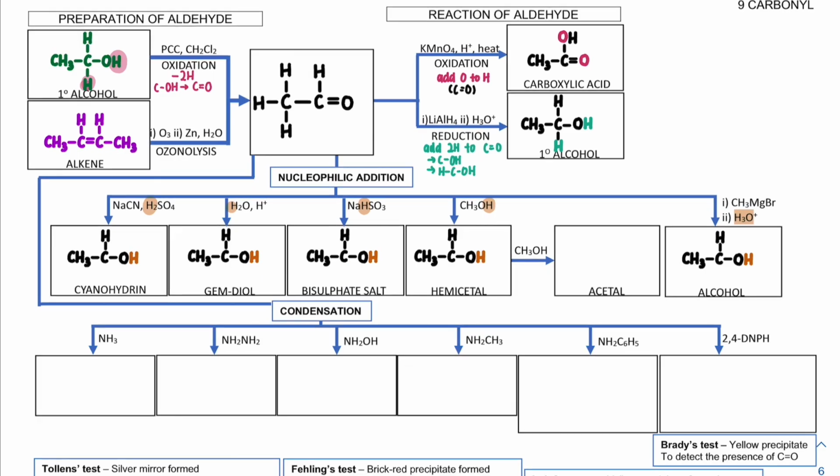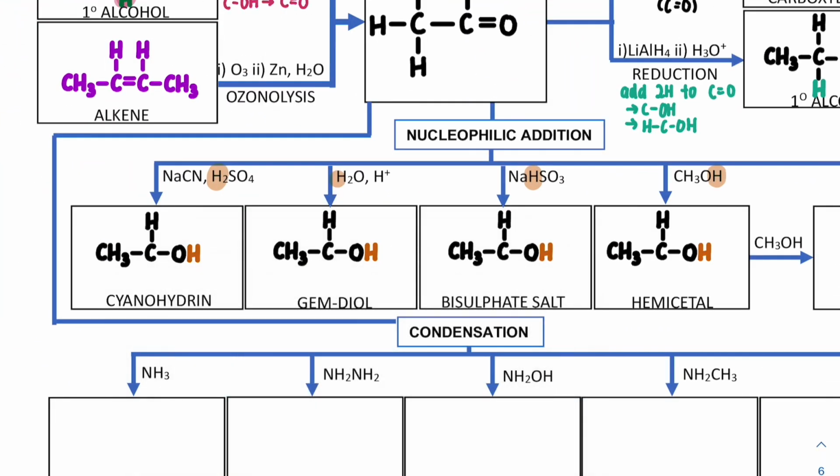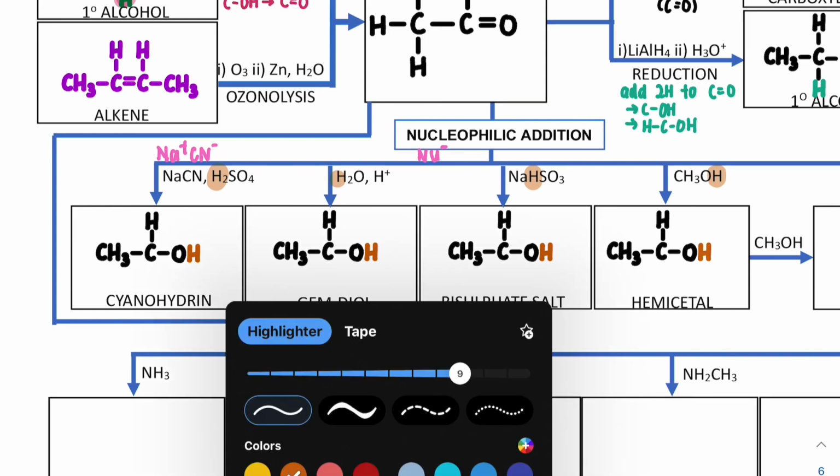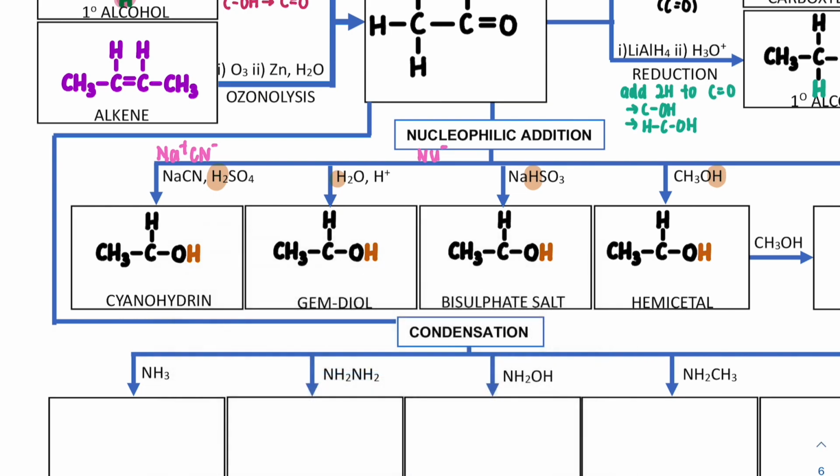Just going to zoom in. NaCN ni sebenarnya from Na plus and CN minus. Okay, nucleophile ni maksudnya Nu minus kita. So again, dalam case ni, the one that we're going to add is our nucleophile negative charge. So our nucleophile that will be added is, based on this one, is our CN here lah. Okay, and then we're going to form our cyanohydrin where the carbon have OH and CN on it.